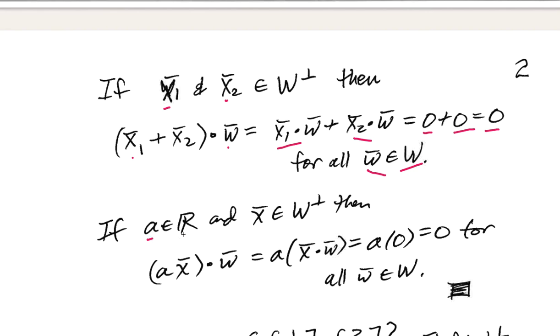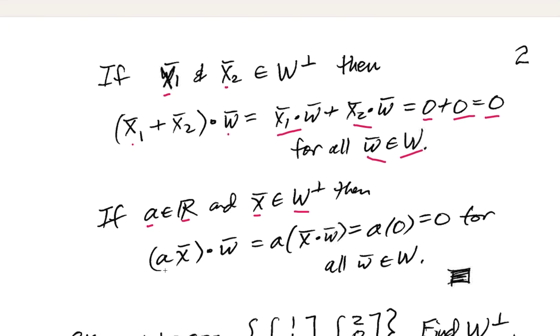One last thing we want to check here. a is an element of the real numbers, and x bar is an element of W perp here. We want to know if this is actually closed under scalar multiples. If I go a times x bar as a single vector and dot it with w, then I could bring that a on the outside of that dot product, because I have a scalar associative property. x dotted with w is going to be always 0. a times 0 is 0. This is going to hold for all w bar in the subspace W, isn't it?